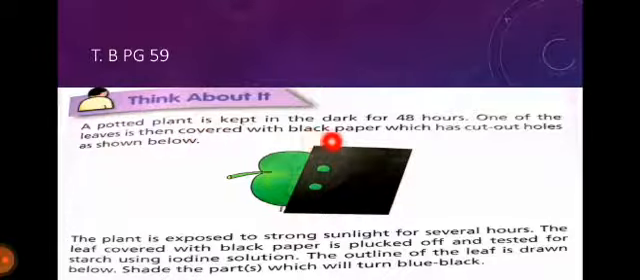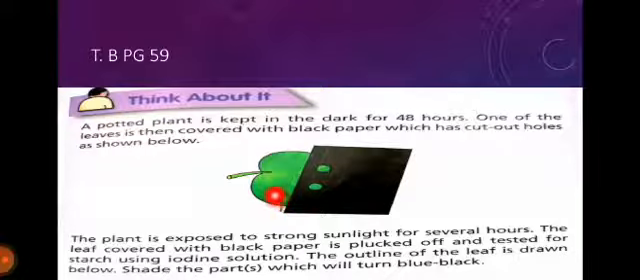Okay, now after 48 hours they took out that plant and they covered half of one leaf with black tape or black paper, and they made two holes in this black paper. After sticking this black paper on both sides of the leaf, they placed that plant in proper sunlight for 1 day, so that it can carry out photosynthesis.